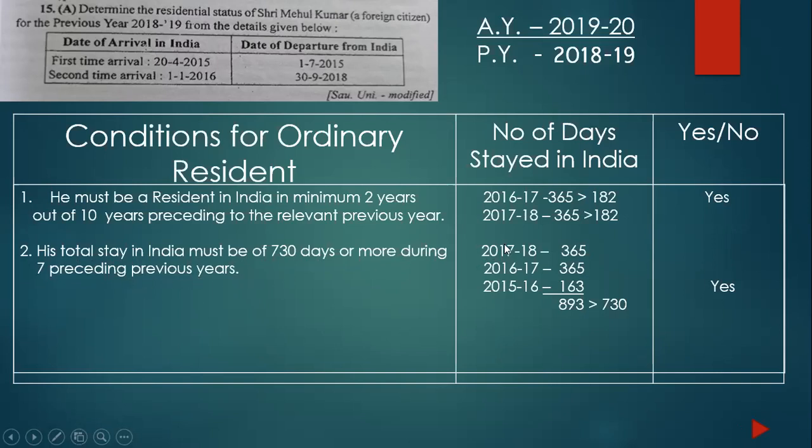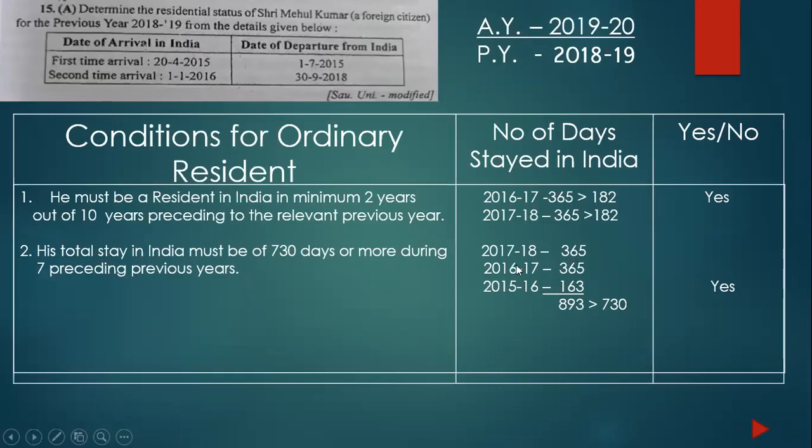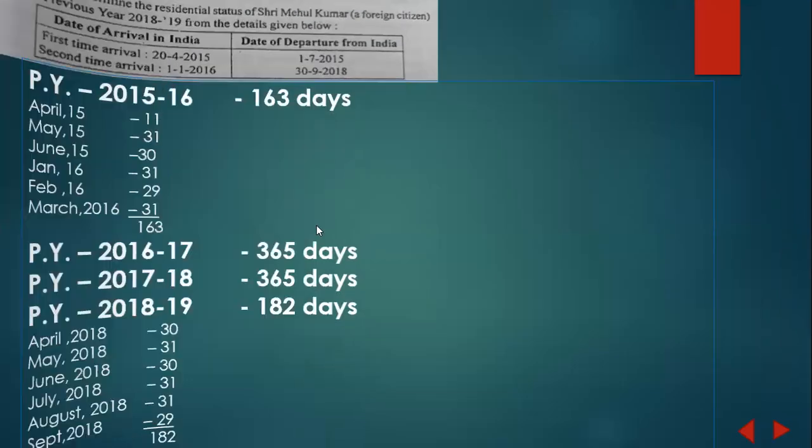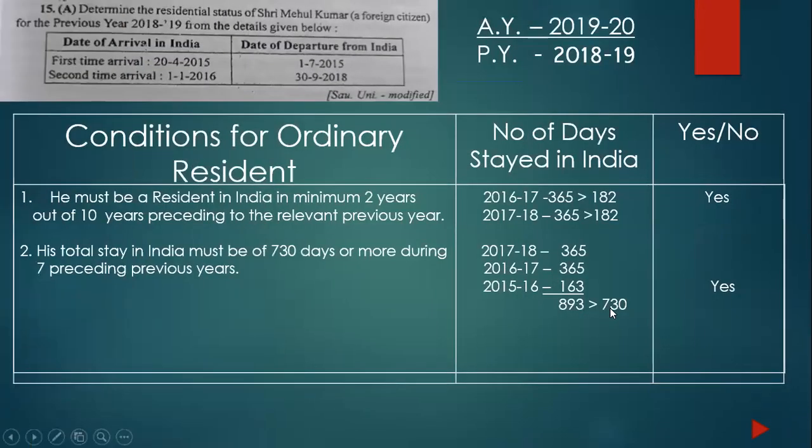The second condition is his total stay in India must be 730 days or more during the 7 preceding years. So we have to write down the years preceding the previous year, that is 17-18, 16-17, and 15-16, because we have the information till 15-16 only. Here we can go upwards: 2018-19 is the previous year, so we will not consider this. But in 2017-18 the number of days is 365, so we have written 365. 16-17 also 365. But in 2015-16 the number of days is 163, so we will write down 163.